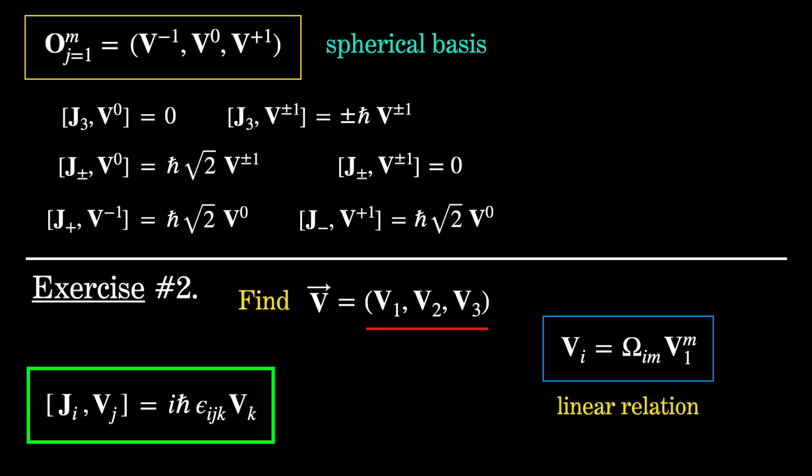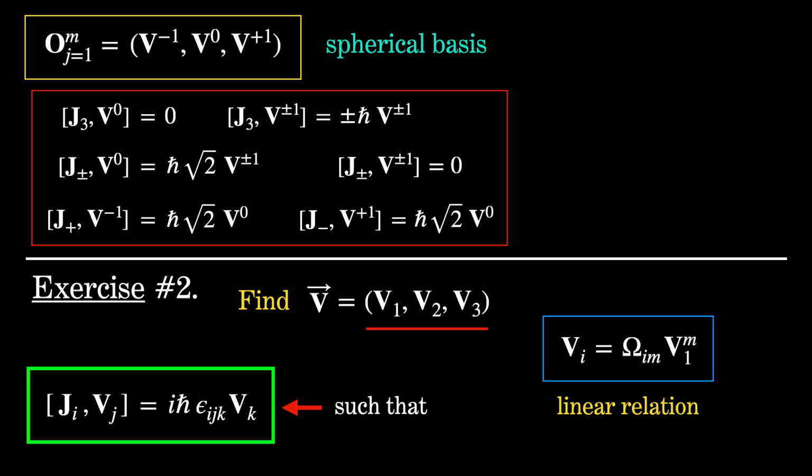They have a linear relation with each other, where the omegas are constant coefficients. The V_i's should satisfy the commutation relations of Cartesian components. Use the commutators for the spherical components to show this. And just to remind you how J plus minus are defined in terms of the Cartesian components. The solutions to the exercises in this lecture will be discussed in a separate video.